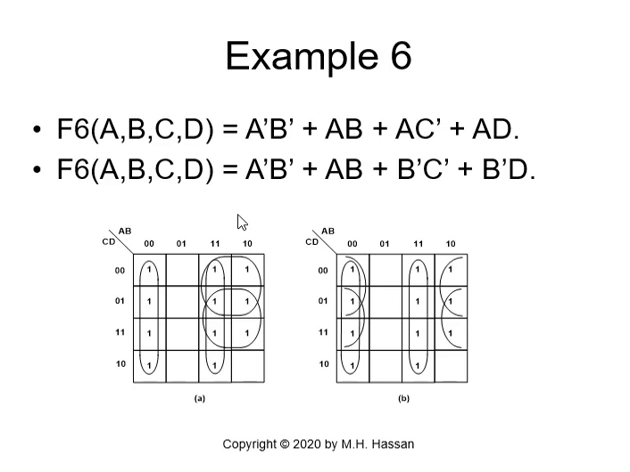For F6, we may have 2 answers, and those 2 answers are shown in A and B. This is for A and this is for B. We have a group of 4 here, which gives me A prime, B prime. Another group of 4 gives me AB. This group will give me A, C prime, and this group of 4 will give me A, the 0 will cancel the 1 for the C, D, which will give A, D, and this is for A.